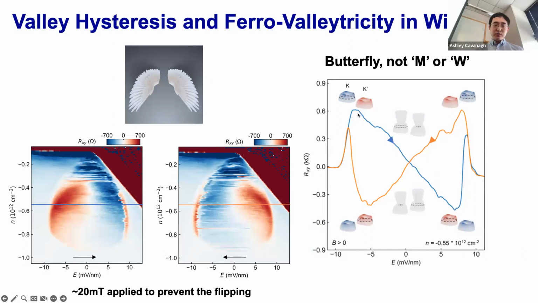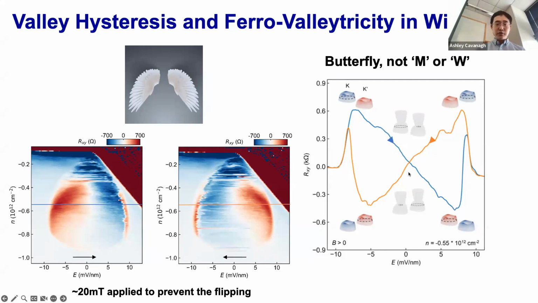It seems the system chooses to stay in the same valley along this blue line, no matter if it carries positive or negative magnetization. And then you get out of the bubble region, and when you come back, it jumps onto the other branch, which corresponds to the K prime valley. So you got this kind of hysteresis that actually corresponds to the valley polarization.